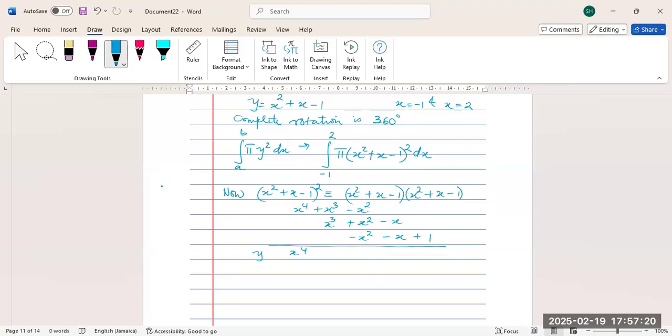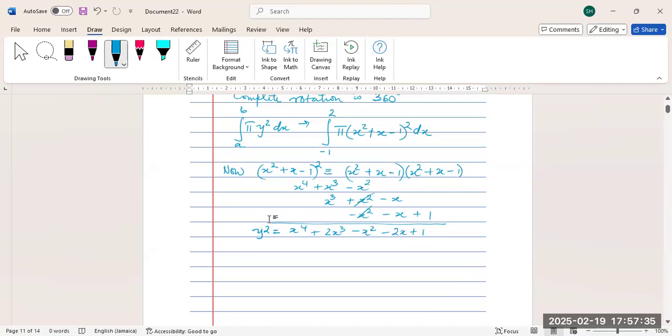X to the fourth plus 2x cubed. This one cancels with that one, so I'm going to have negative x squared minus 2x plus 1. Tell me that's what you got. Yes, sir. Thanks, Carrie. Yes, sir, I got that. Good job.